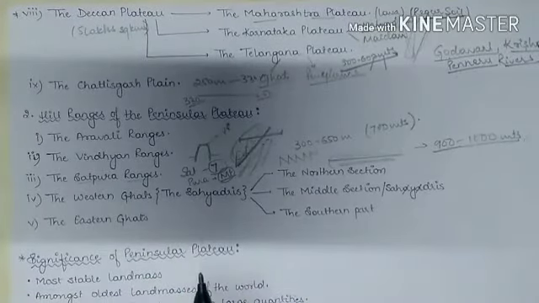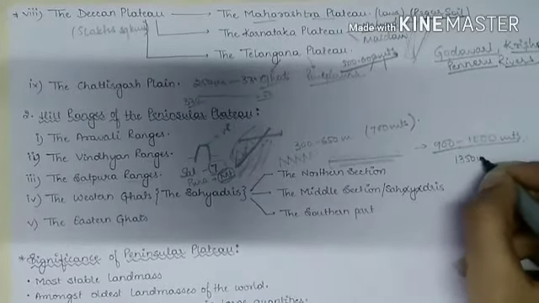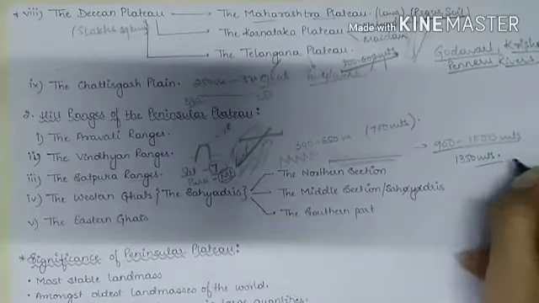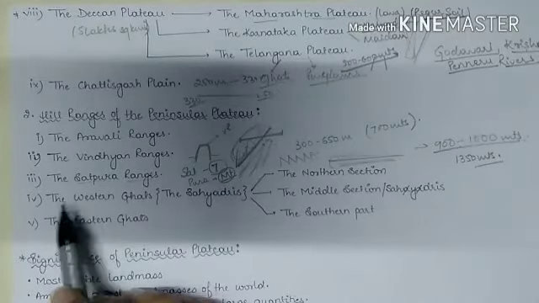And we have Dhupgad near Pachmarhi on Mahadev Hills, which is the highest peak and its elevation is about 1350 meters. Now other peaks, we have Dongra Peak, then we have Amarkantak. Now we will look into Western Ghats.